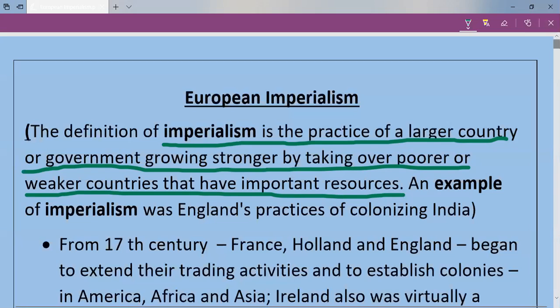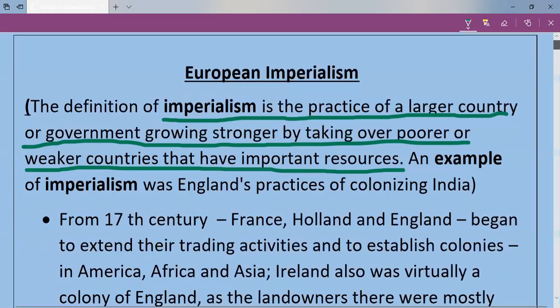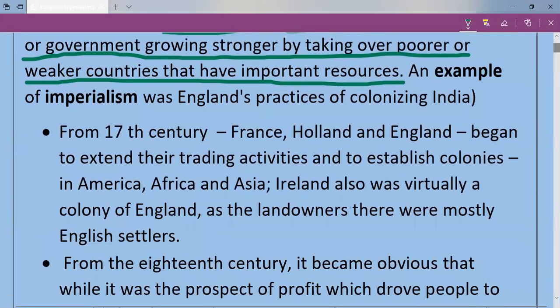That is imperialism. If a larger country or a government is controlling poorer nations economically, politically, socially, and influencing all its policies, taking control of its government, that is what we call imperialism. From the 17th century, France, Holland, England, all European countries, began to extend their trading activities and to establish colonies.